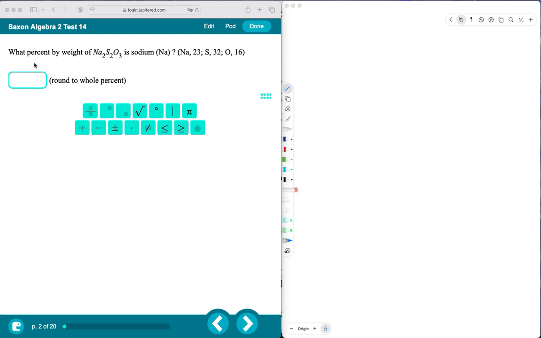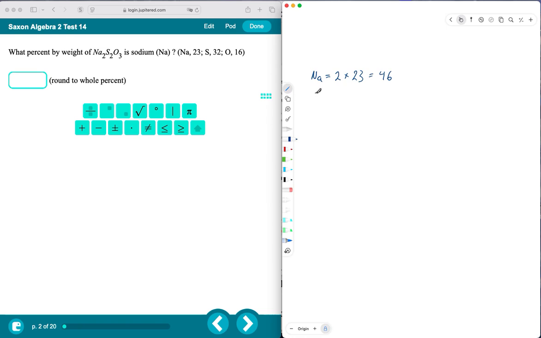So we have what percent of weight of Na2S2O3 is sodium, and then it gives us the weights for each one of those. So we know how to do this. We list everything out with its quantity. So Na, there's two of these. That's going to equal 2 times the weight of Na, and the weight of Na is 23. So 2 times 23 is equal to 46.